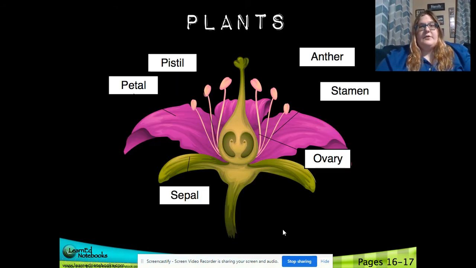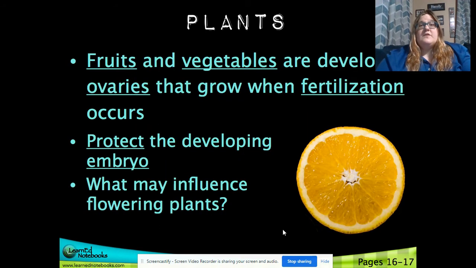So again, there's the parts of the flower. Fruits and vegetables are developed ovaries that grow when fertilization occurs. So once it's fertilized, it can become a fruit or a vegetable. It grows around it to protect the developing embryo. That's why the seeds are usually in the middle, and there's something around the outside protecting it.